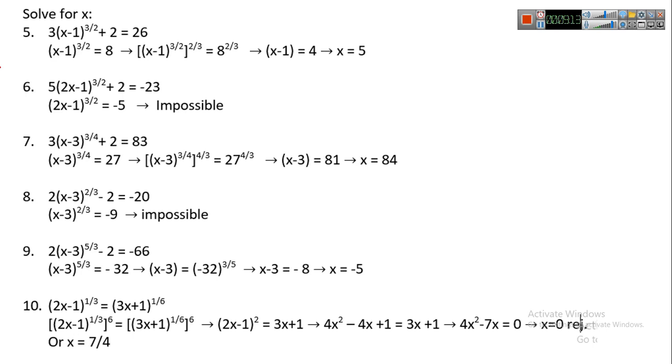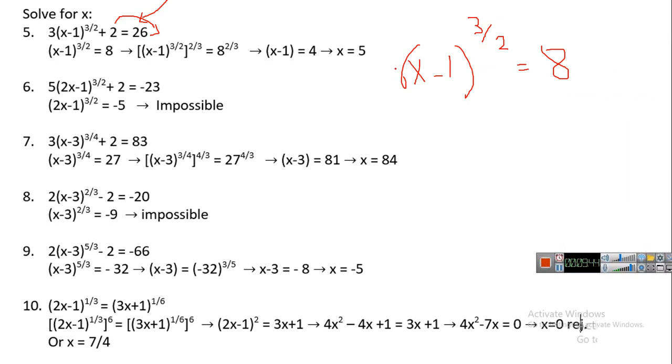Now suppose you want to solve for x using the nth root. So here we're going to start in this problem. You take the 2 to the other side. It's 24 over 3, which is 8. So you have (x minus 1) power 3 over 2 equal to 8. So I want x. Since the power here is 3 over 2, I multiply by the inverse, so as to get 1 on both sides.